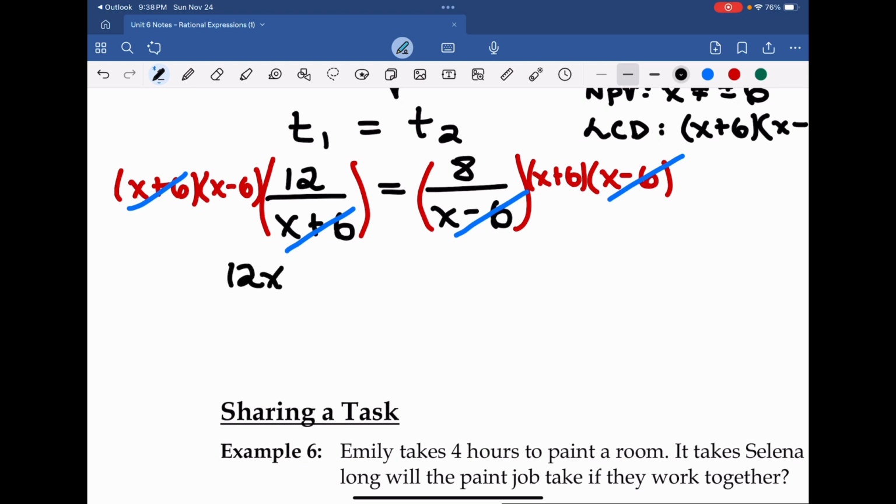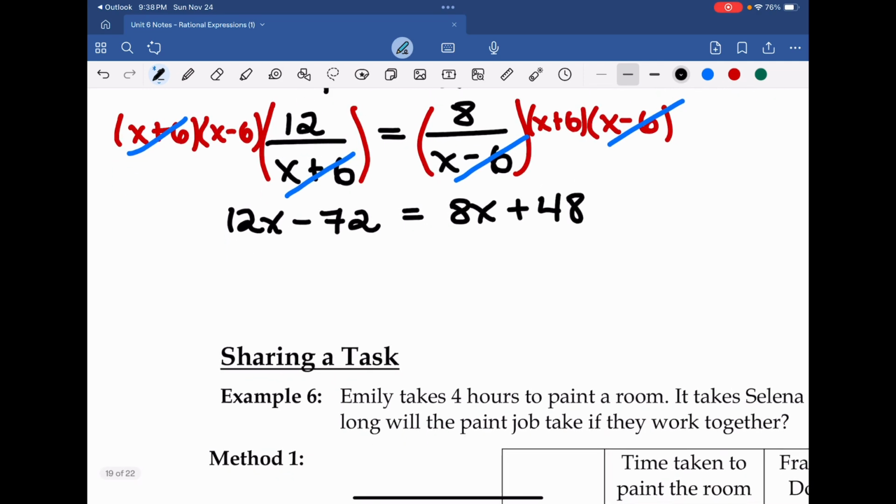Now we're going to multiply this through, and this is 12x. 12 times 6 will end up giving us the 72, or more importantly, the negative 72, is equal to 8x. 8 times 6 is going to give us 48, and it's positive. And now what we want to do is isolate this for x. I'm going to take the x's from the right-hand side and move them over, which will give me 4x on this side, is equal to, I'm going to add 72 to the other side. 48 plus 72 is equal to 120.